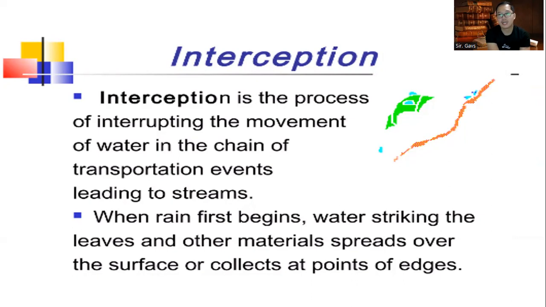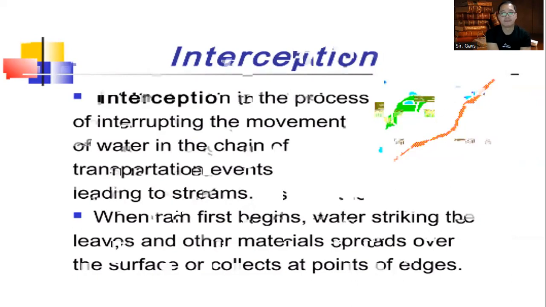As you can see on this diagram, there's a leaf from a plant that intercepts water droplets. That is why some water does not go directly to the streams or to the ground, because it is being intercepted by other objects like plants and also animals or buildings. So when it rains, it first begins with water striking the leaves and other materials, which spreads over the surface and collects at the edges.